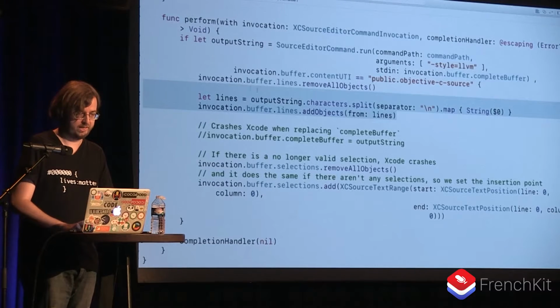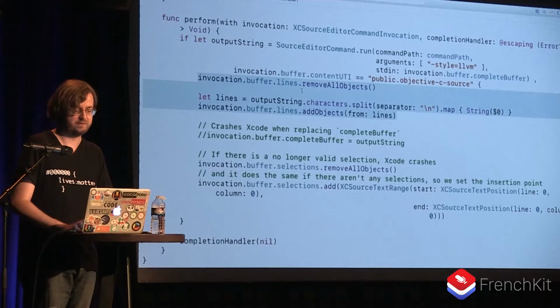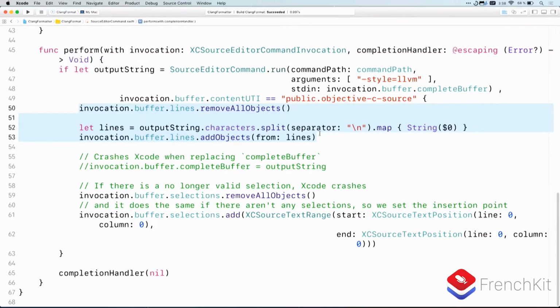And yeah, this is the way we can modify the whole file without running into issues with the complete buffer property, like crashes of Xcode. We just clear the lines array. We take our string, split it into lines, and then we add them as objects.